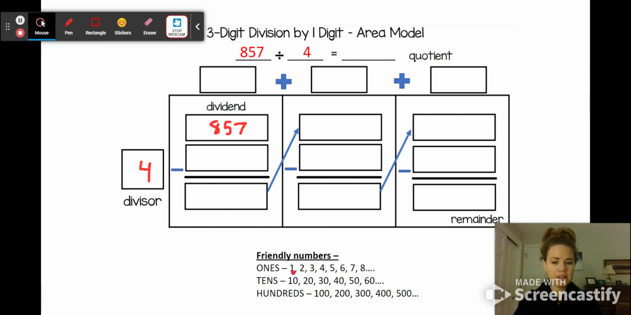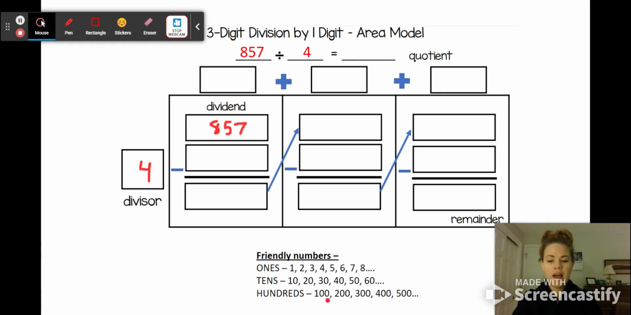Down here, we have some friendly numbers that will help us to pull out that 4 and see how many 4s are in 800. Well, if we do 4 times 1, that's 4. That's really far away from 800. Let's try the tens. If we do 4 times 10, that's 40. That's very far away from 800. Let's go down to that hundreds. We're in the hundreds column, so we should be able to find something in the hundreds here that matches. So 100 times 4, that's 400.